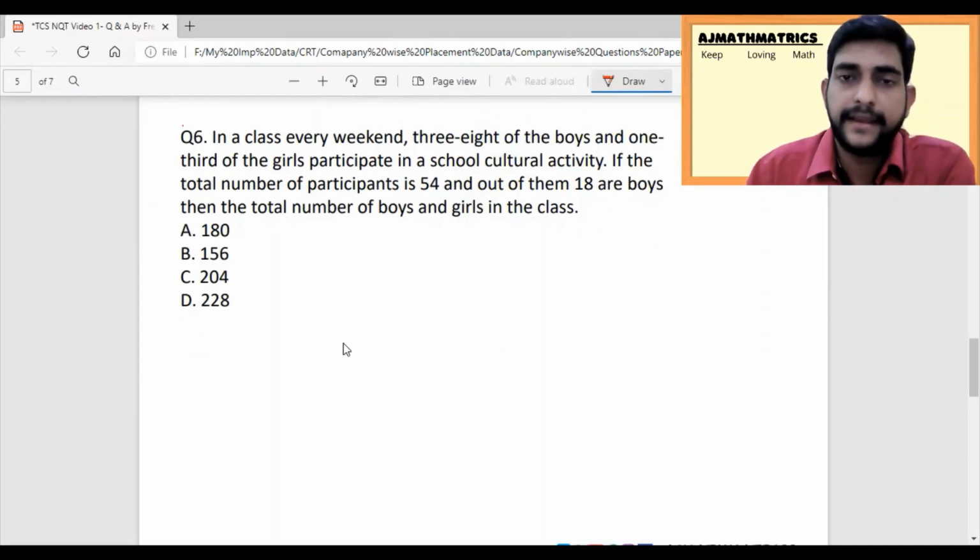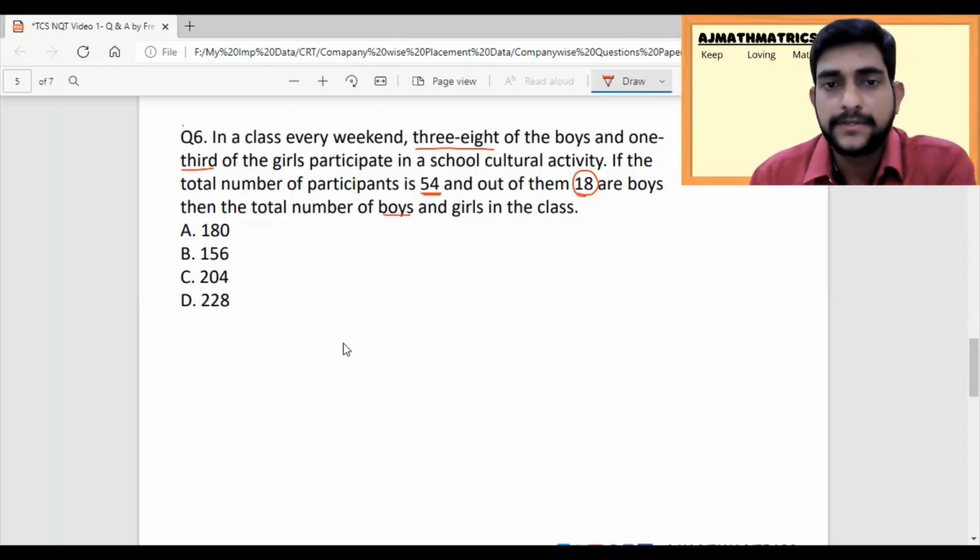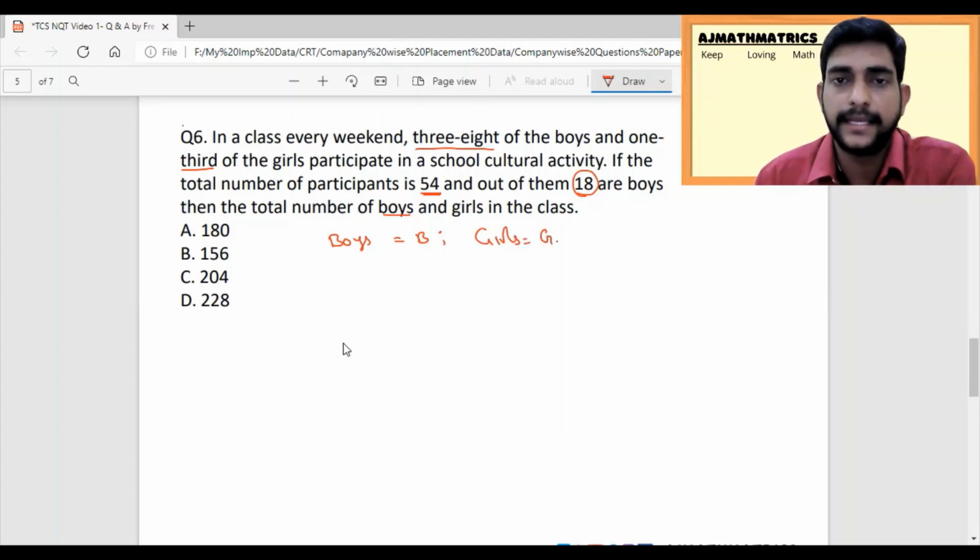In a class every weekend, 3/8 of the boys and 1/3 of the girls participate in school cultural activities. If the total number of participants is 54, out of them 18 are boys, find the total number of boys and girls in the class. So generally we take the number of boys as B and the number of girls as G. Let us take it. And the question says 3/8 of boys plus 1/3 of girls are participating in an activity, and the total number of participants is 54.